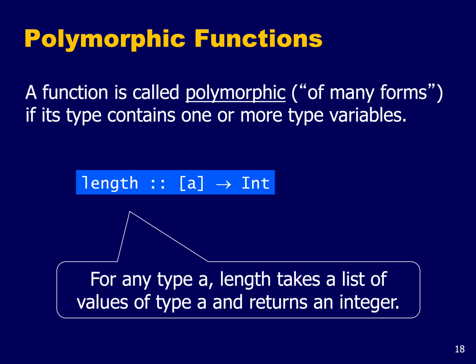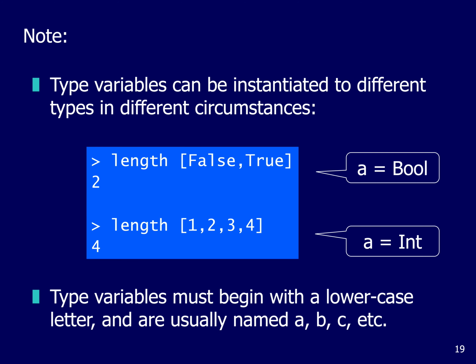So the little a there is a type variable. You can think of it as being a placeholder for any type that you like. You could fill in Int there, Bool, whatever you like. This is illustrated with the examples here. Type variables can be instantiated to different types in different circumstances. In the first example, I'm taking the length of a list False, True, which contains booleans. Behind the scenes, the a would be instantiated to Bool, and you get back the result 2. The second example calculates the length of a list of integers. That's fine. Behind the scenes, it gets instantiated, and we get the result 4.